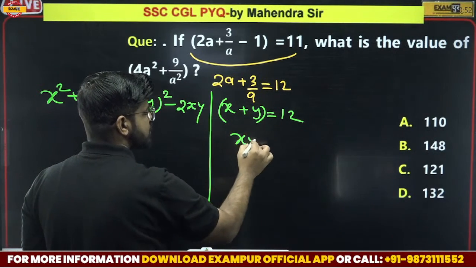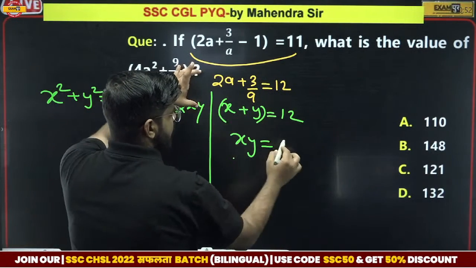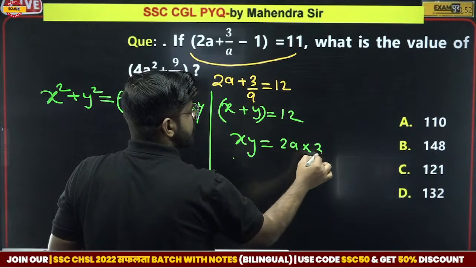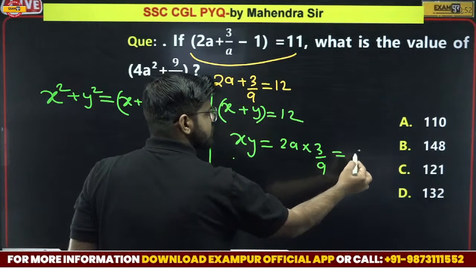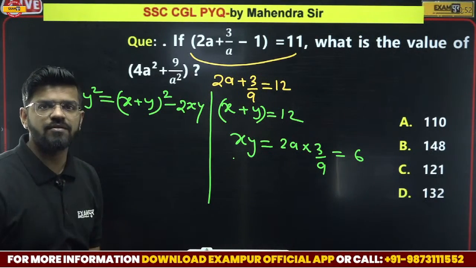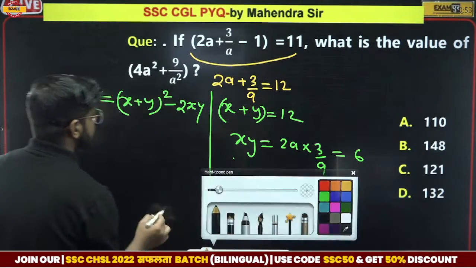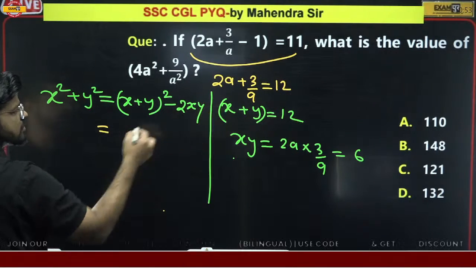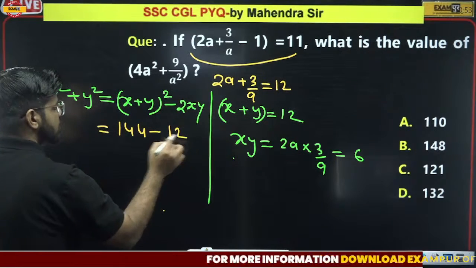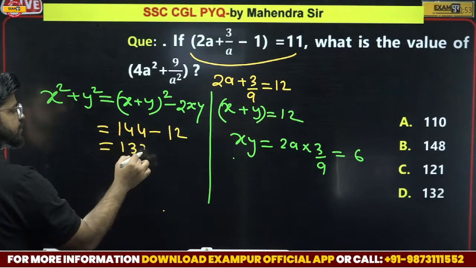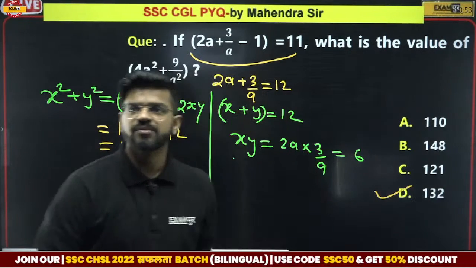Now we have to calculate xy. So what is xy? xy is 2a into 3 by a. This will give you 6, as a got cancelled out. Put these values. x plus y is 12, so 12 square is 144, minus 2 into 6, that means 12. So 144 minus 12 is 132. This is my answer, option number D.